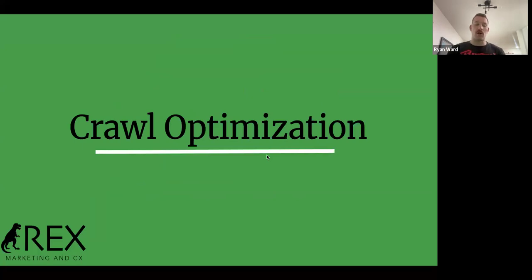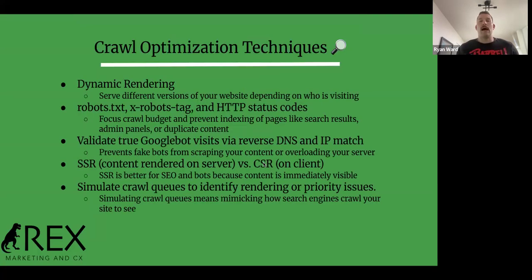So moving into crawl optimization. We talked a bit about this, but there are a number of techniques to consider when you're thinking about optimizing your crawl. First off is dynamic rendering. You want to make sure you understand what's being shown on what device. For example, what's being shown on a mobile device, what's being shown on a desktop device.